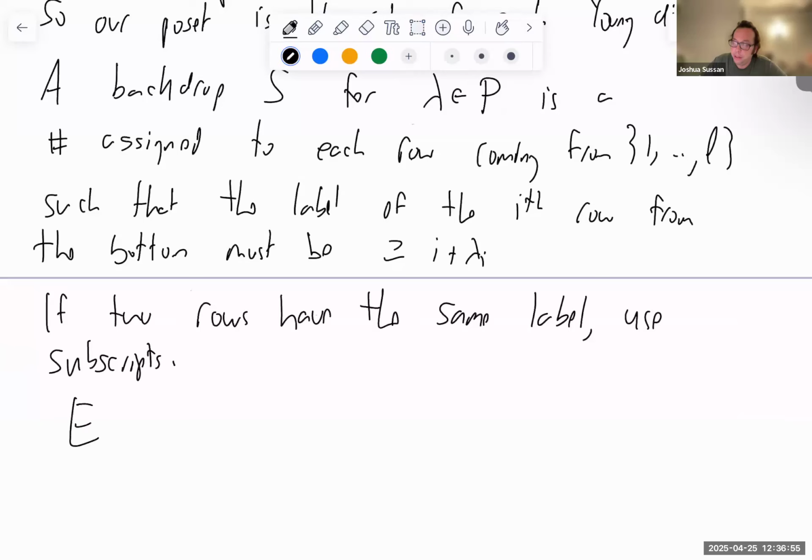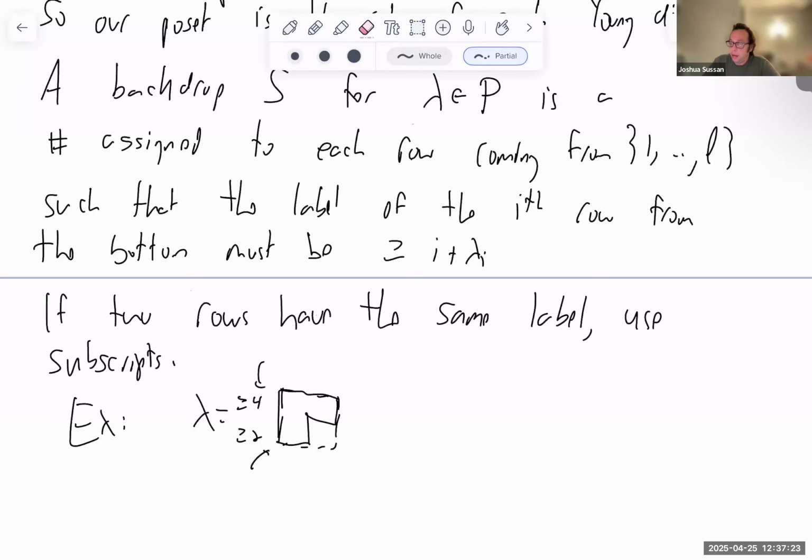Okay, so again, let's take our example of lambda being this partition 2, 1 here. Now for this first row, lambda 1 is 1, and it's the first row. So whatever I assign here, it has to be bigger than or equal to 1 plus 1, which is 2. For the second row, this is row 2, and lambda 2 is 2. So whatever label I put here has got to be bigger than or equal to 4. But again, we're labeling things 1 through 4 because L is equal to 4. So that means that the top row had better be labeled by 4.